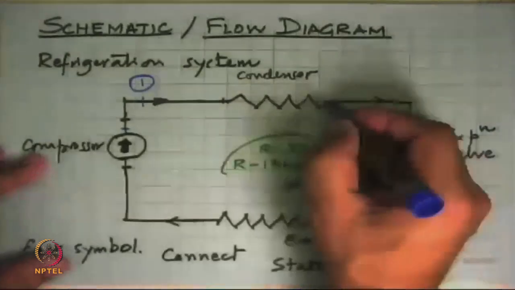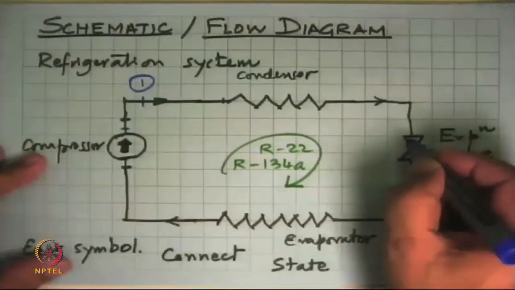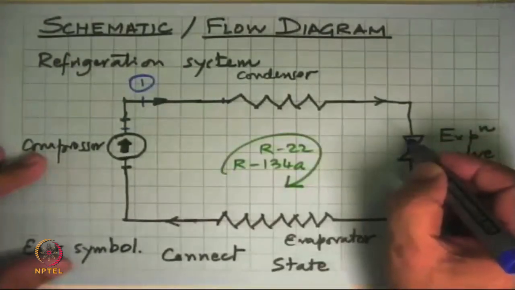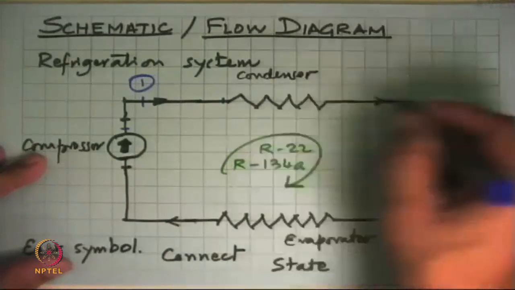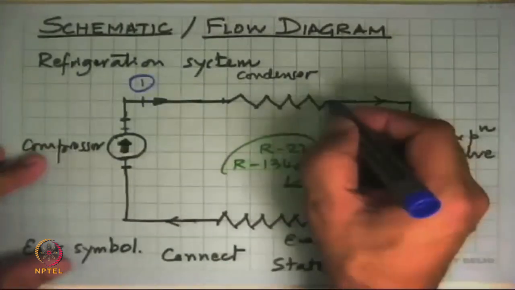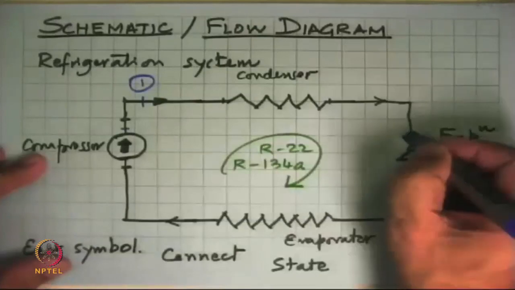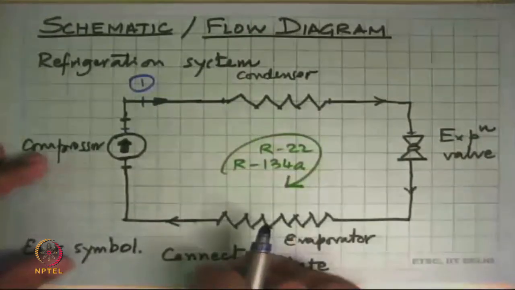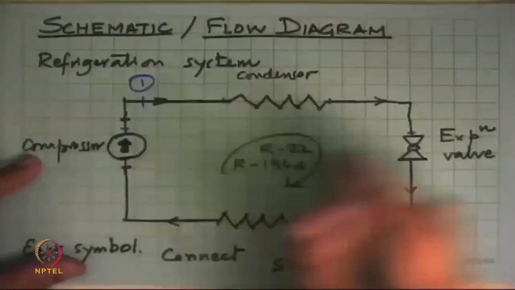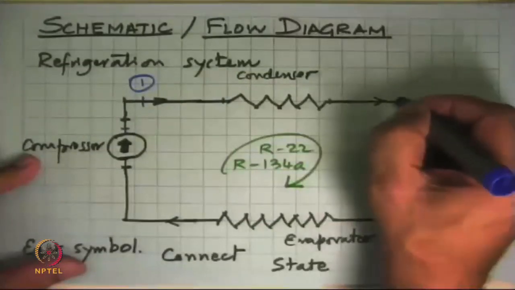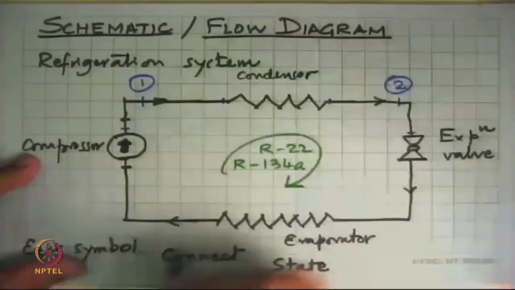The same assumption tells us that in this pipe there is no pressure drop, no heat transfer, just an ideal flow. So there is no pressure drop from the outlet of the condenser to the inlet of the expansion valve, no matter how long this pipe may be. And all of this is the same state, and this we will denote as 2.